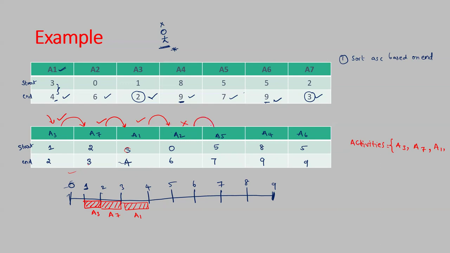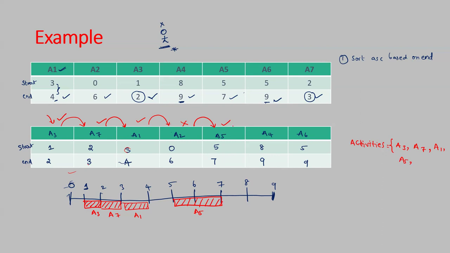Next, I will go for the next activity. What is the next activity? A5 activity. Its starting time is 5 and ending time is 7. So is this time already completed? No, not yet completed. Okay. So what can I do? I am going to take this one, and I am going to highlight this one. So this is going to be selected, its activity name is A5, and I am going to include this A5 into this activities list.